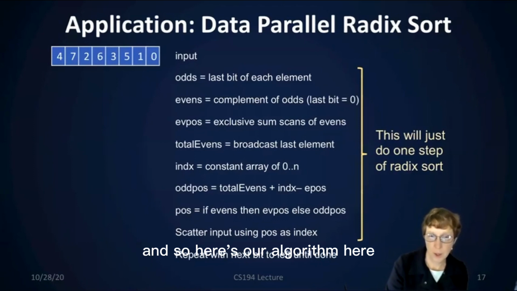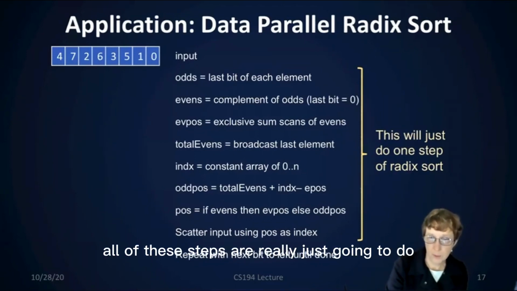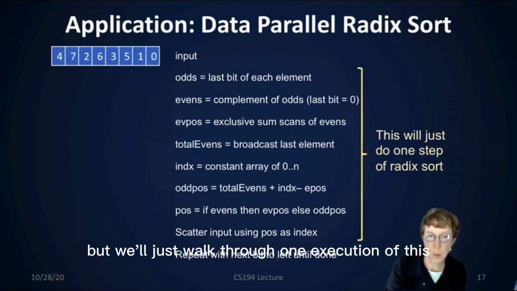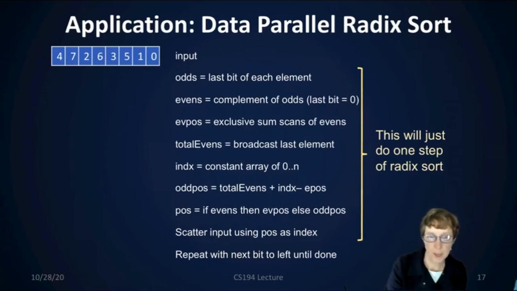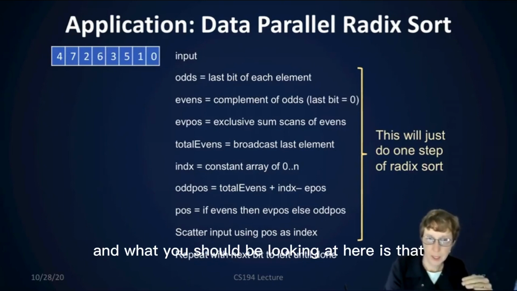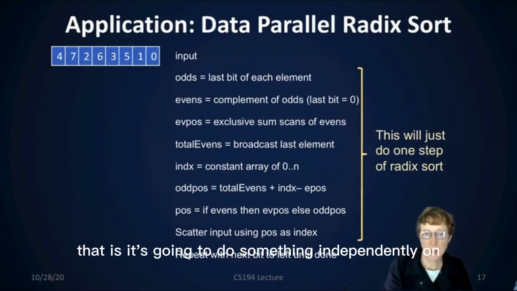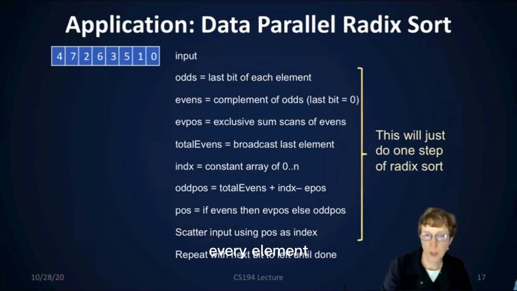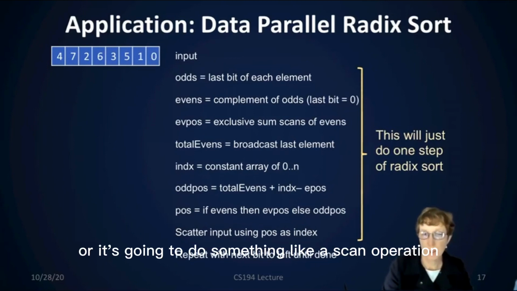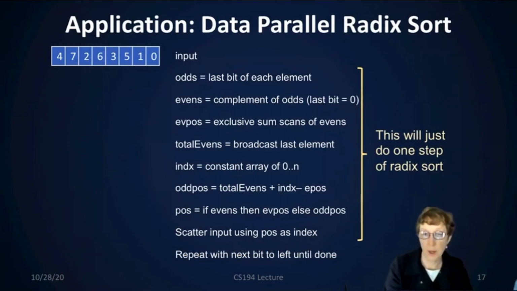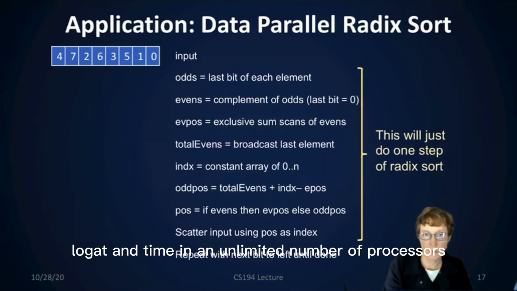And so here's our algorithm here in white, and all of these steps are really just going to do that one step, and then we're going to have a repeat loop across the bits. But we'll just walk through one execution of this. And what you should be looking at here is that each of the operations we're doing is a data parallel operation. That is, it's going to do something independently on every element of the array, or it's going to do something like a scan operation that we've already talked about last time, can be done in logarithmic time, log-n time, with an unlimited number of processors.